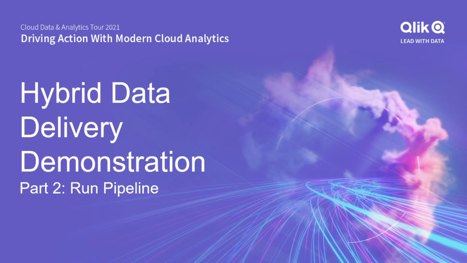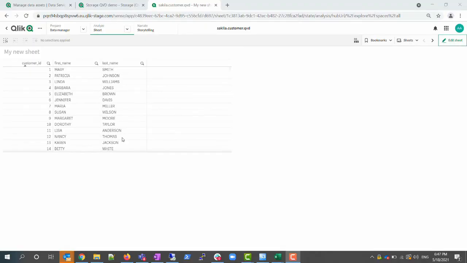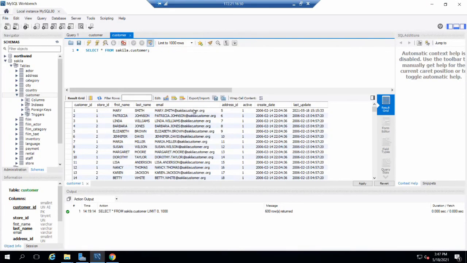For the last part of the demo, we'll quickly look at a running data pipeline. We'll manually make changes to our MySQL database. Those changes will be automatically detected by Qlik Replicate. Then they'll be landed in the AWS bucket. Our storage data asset will update the QVD. And then finally, we'll refresh our app and see the changes. So here's our app where we left off, and let's make some changes to the MySQL database. We'll show you how quickly, easily, and automatically the changes are propagated through Qlik Cloud.